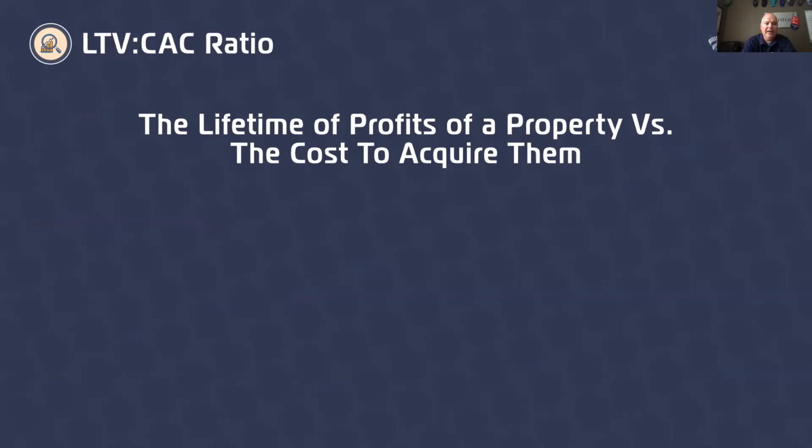All right, now we're going to talk about LTV to CAC ratio: the lifetime profits of a property versus the cost to acquire it. This is the holy grail of all metrics, right? If you only track one metric on your KPI dashboard, this is the one. And why? Because it takes into account profit margins, it takes into account churn, and it also takes into account acquisition costs. So again, this is the holy grail of all metrics.